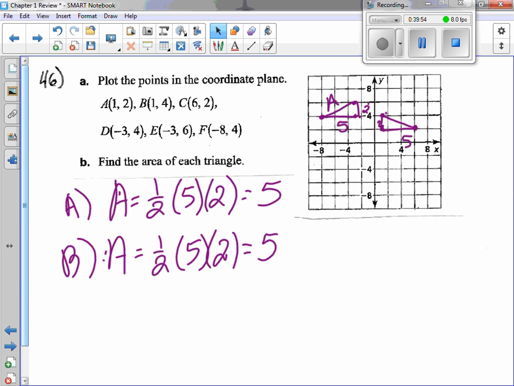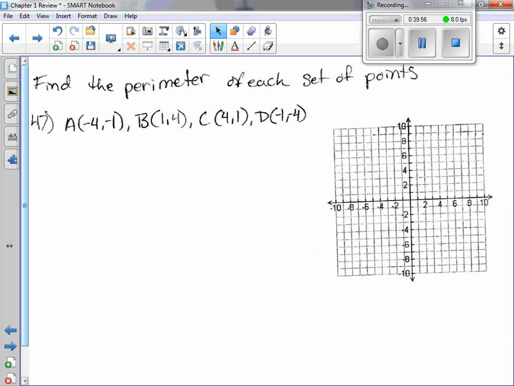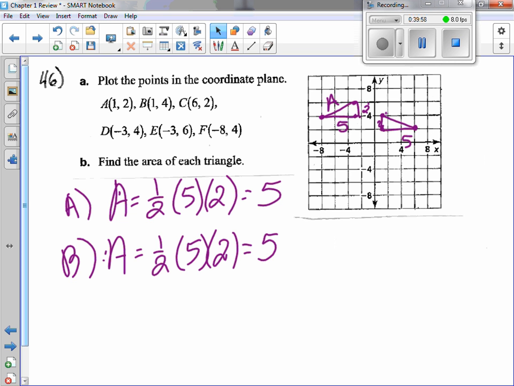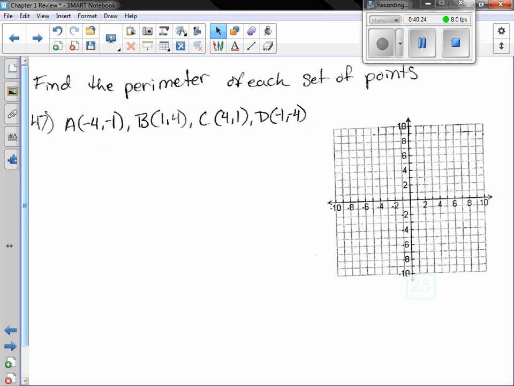Questions on this here? Yes? How did you get 5 and 2 for the base? I just counted. Each one of these is 2, so I've got 1, 2, 3, 4, and then a half of 1. Or you can use the distance formula between the points. The only one we wouldn't need is the hypotenuse, the longest side there. We just need the 2 sides. Okay.